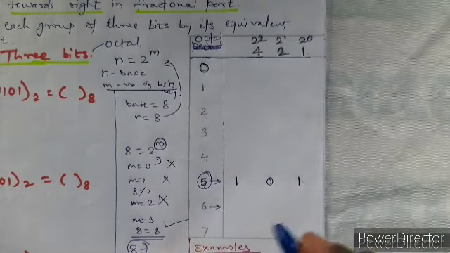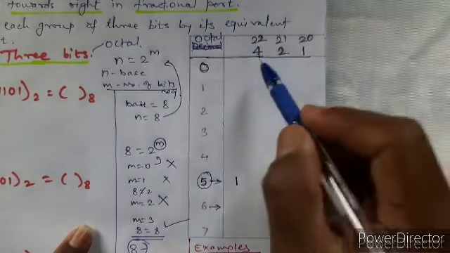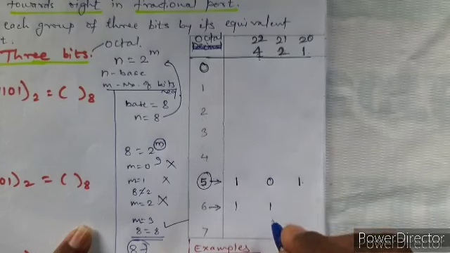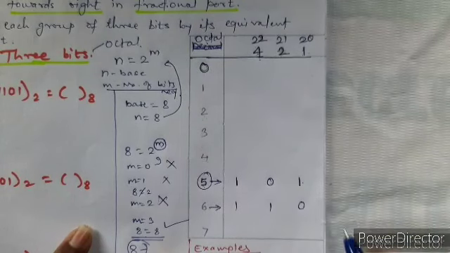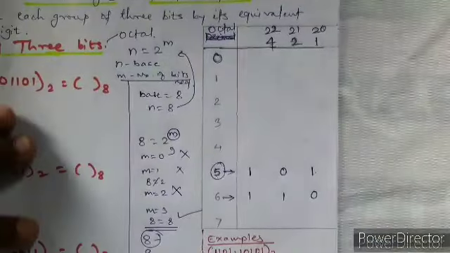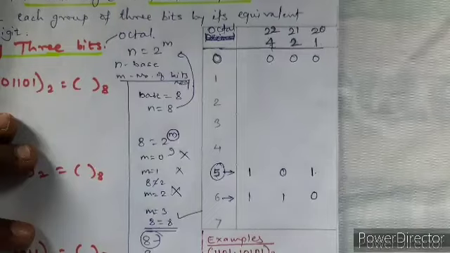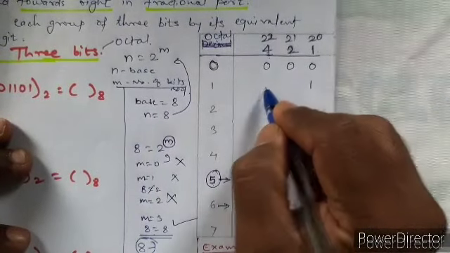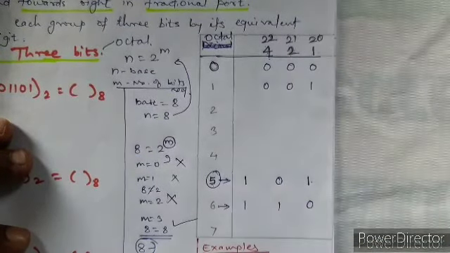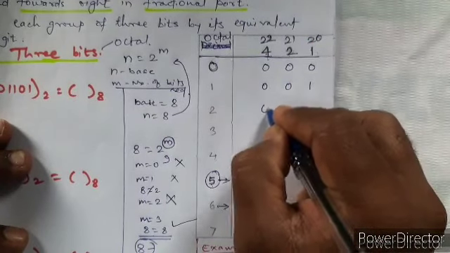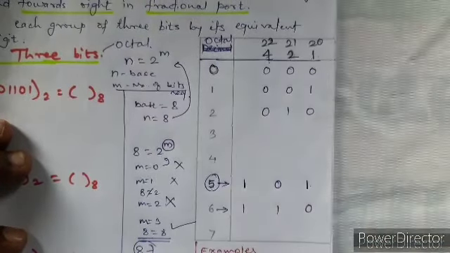Now considering 6, how should that be? 4 plus 2 is 6. So I have taken 4, I have taken 2. Have I taken 1? No. This way we can complete this table. So 0 requires nothing, so it is 0 0 0. 1 is already here, so 0 0 1. 2 is already here again, so 0 1 0.